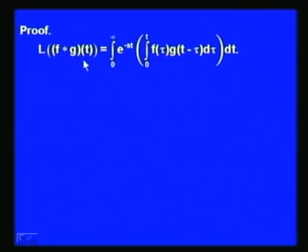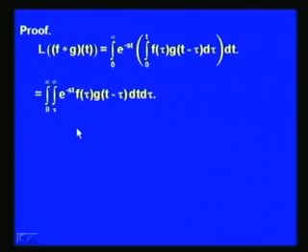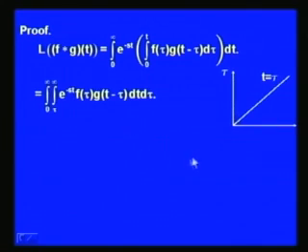L of f star g at t will be equal to integral 0 to infinity e to power minus s t into f star g at t, and f star g at t by definition is integral 0 to t f(tau) g(t minus tau) d tau and then dt. Now we want to change the order of integration here. The inner integral is with respect to tau, the outer integral is with respect to t. So, let us look at the t-tau plane.